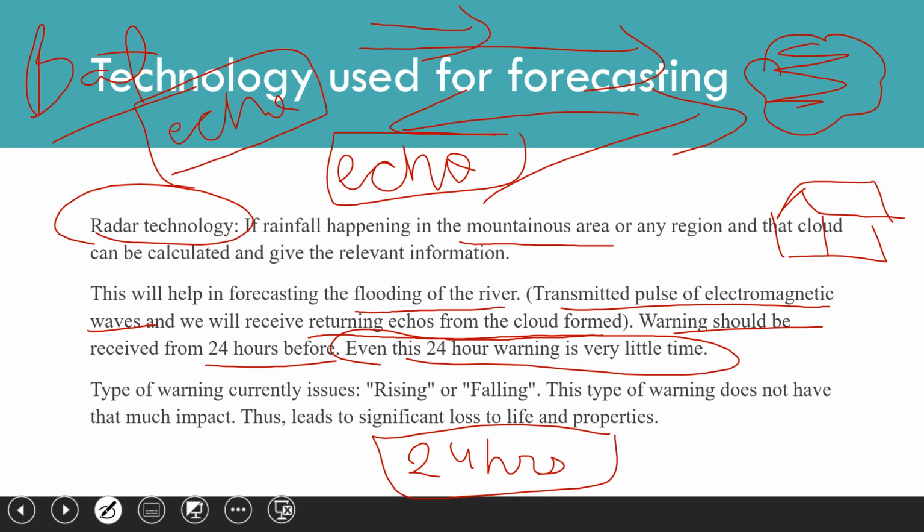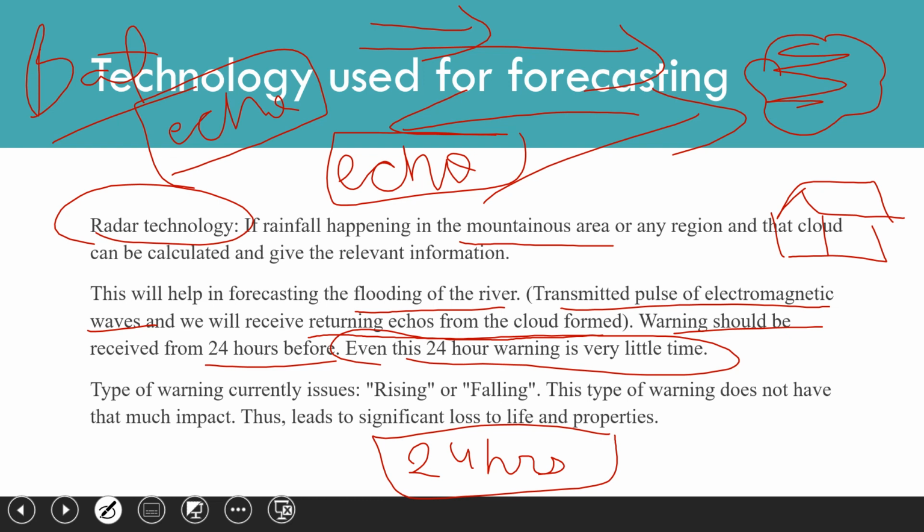A 24-hour warning is very little time to move a village from one place to another by giving warning to them. Within 24 hours it is very difficult. So that's what we have to improve. The warning system should give at least 40 hours. Even 2 days' time should be given there.